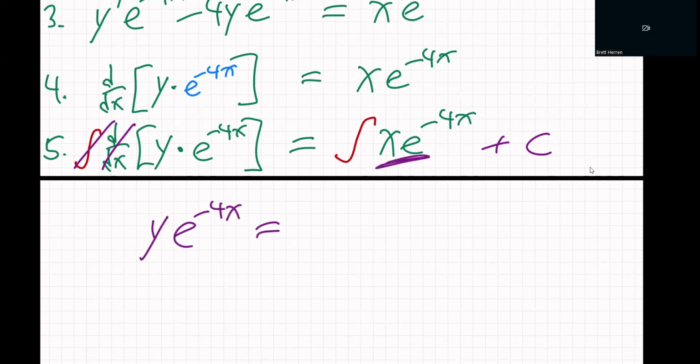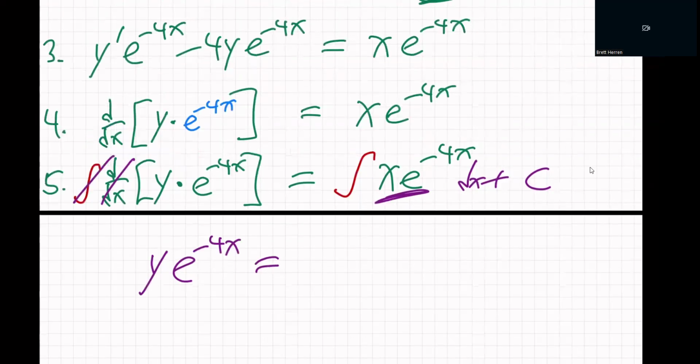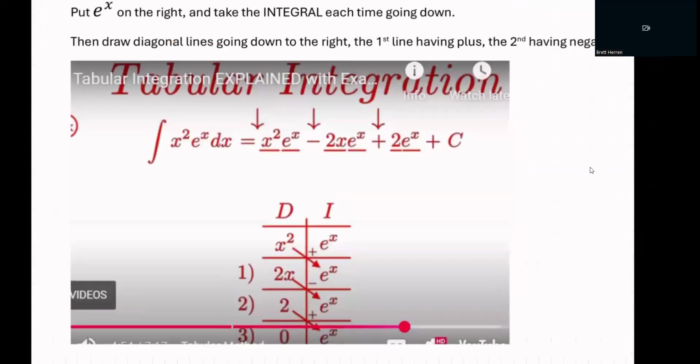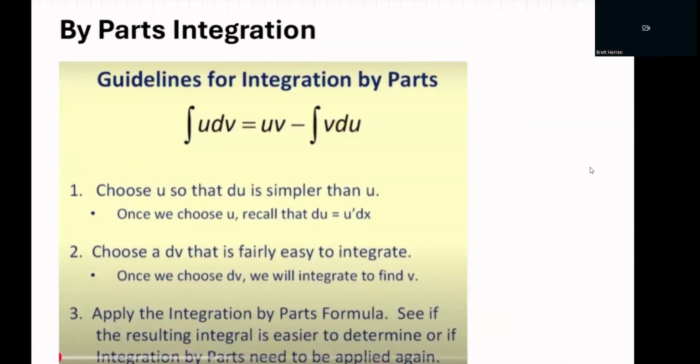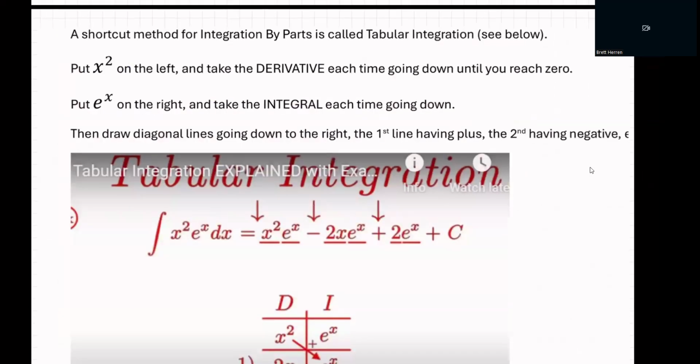Now, what's the integral on this side? You can put a dx if it bugs you. How do we do that integral? Well, we're going to have to do integration by parts. Now, let me give you a trick for doing by parts more quickly. It's in the notes. Here's the normal way we did by parts, and that's great. But here's a shortcut method for integration by parts called tabular integration.